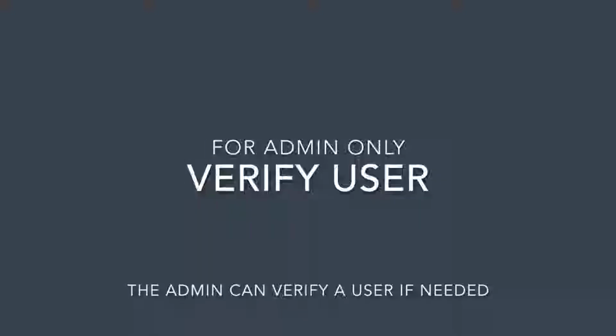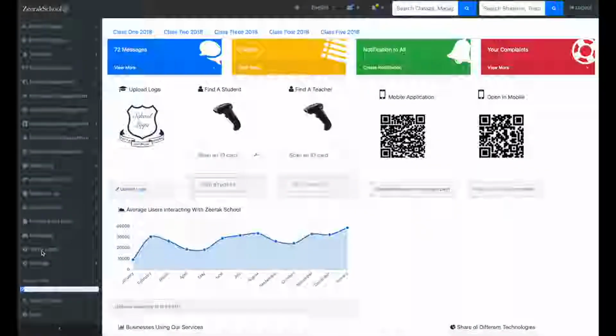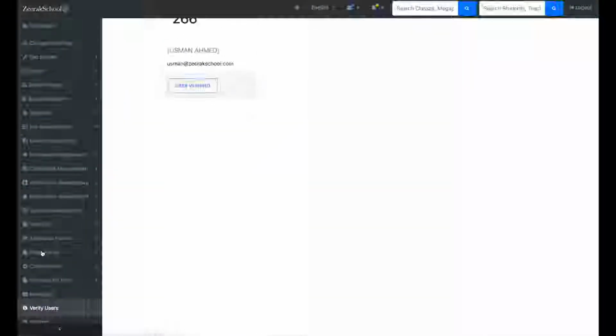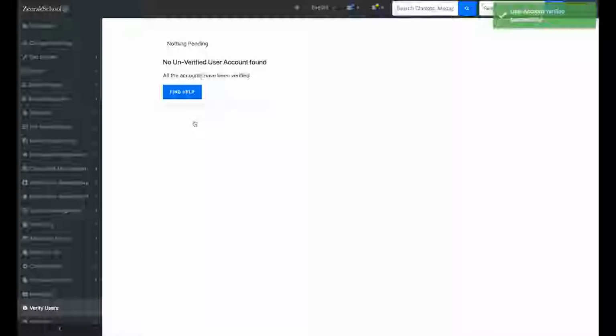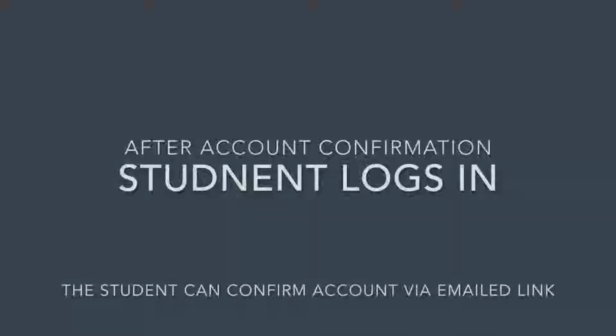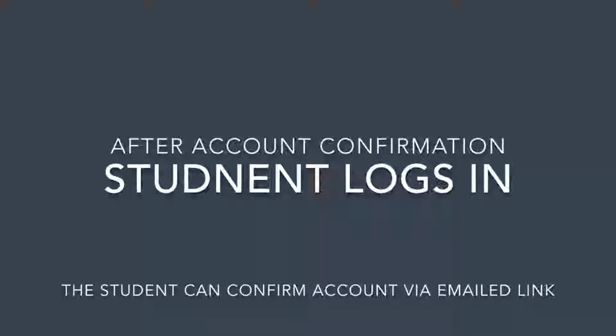The admin can verify any new user account. The admin will go to the left menu in the admin panel, scroll down to the Verify Users button. The admin will see the new student's account, and if the admin chooses to click the User Verified button, then the user account will be verified and the registration process will complete. The student or the parents of the student can verify this account via email as well.